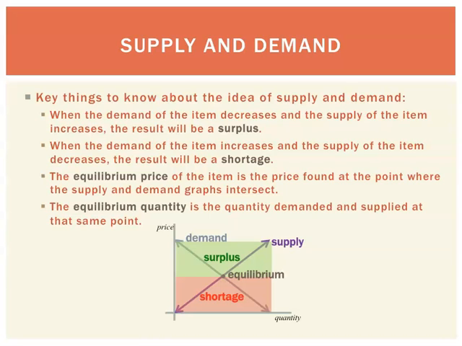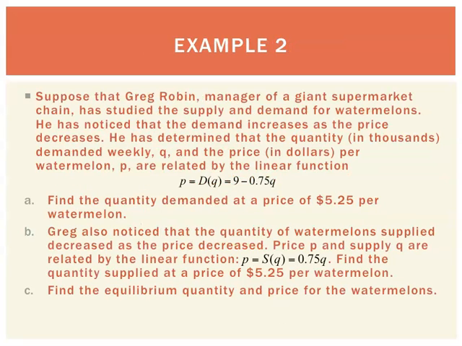Let's take a look at an example. So suppose that Greg Robin, manager of a giant supermarket chain, has studied the supply and demand for watermelons. He has noticed that the demand increases as the price decreases. He has determined that the quantity in thousands demanded weekly, Q, and the price in dollars per watermelon, P, are related by the following linear function.